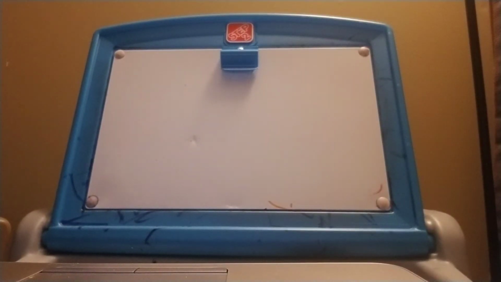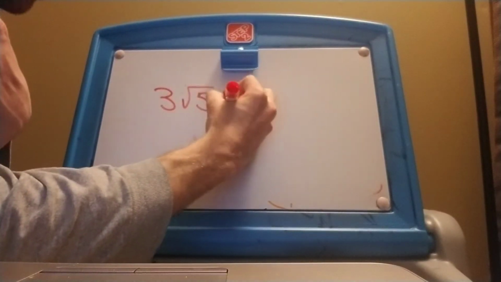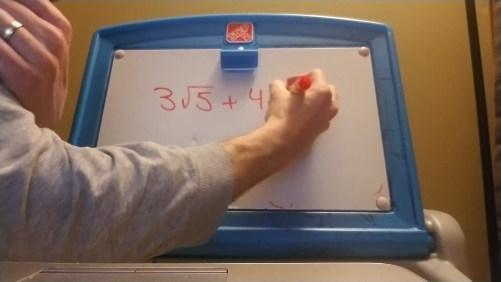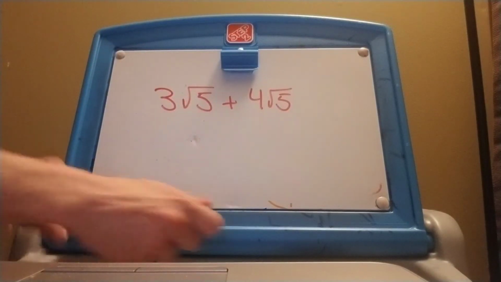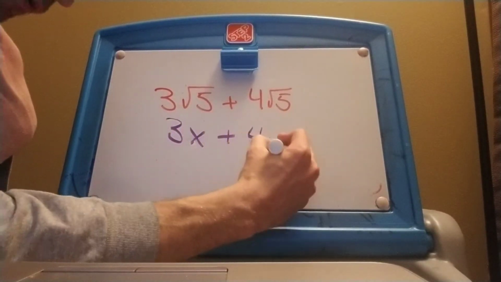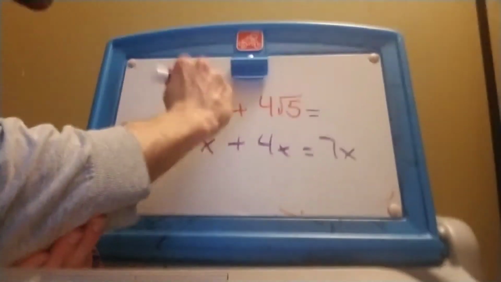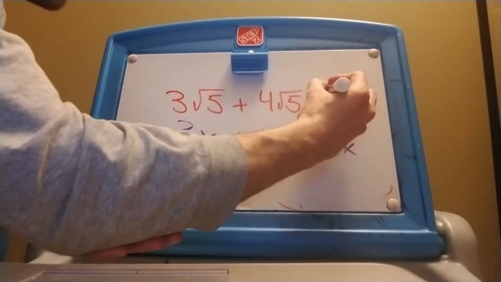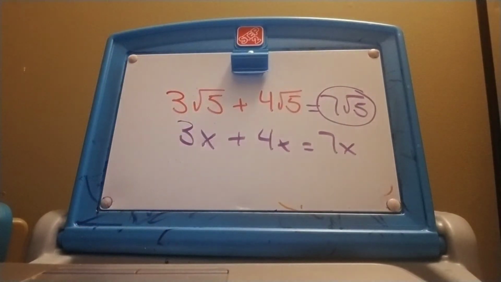Anyway, here's why I mean these are so easy. If I have 3 square roots of 5 plus 4 square roots of 5, or 3 radical 5 plus 4 radical 5, you can think along the same wavelength as 3x plus 4x. It's just going to be 7x. Same thing here. 3 radical 5 plus 4 radical 5 is just going to be 7 radical 5. All right, so that's as easy as they are. They do get a little tougher, obviously. So let's look into the ones that are a little bit tougher than that.